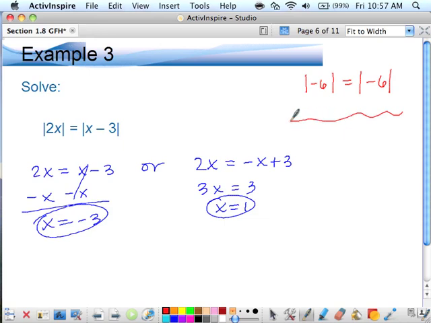Now let's test positive 1. The absolute value of 2 times 1 is 2, and the absolute value of 1 minus 3 is negative 2. And sure enough, they're still equal even when the insides are opposites. So both of those make the equation true. They are both our solutions: negative 3 and positive 1.